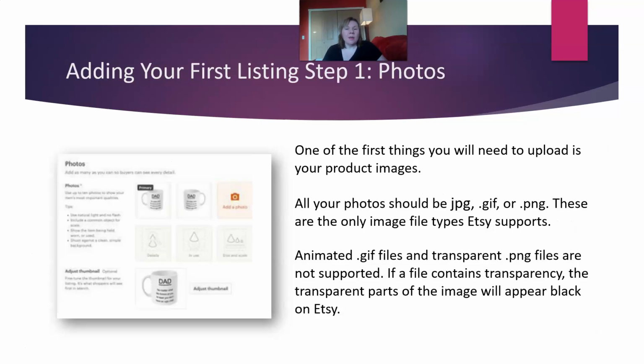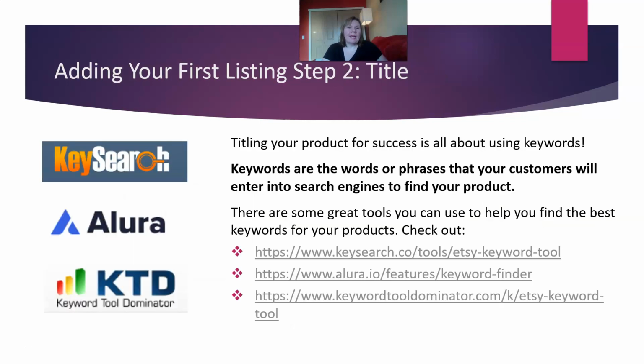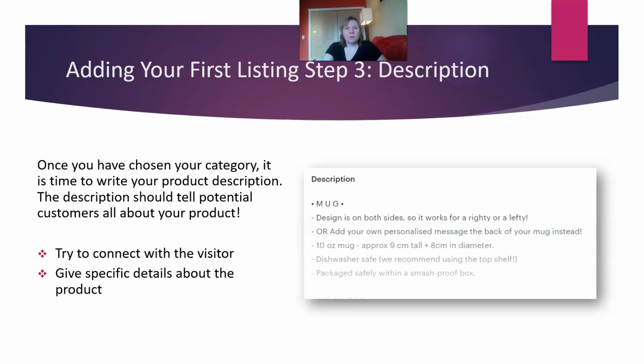And then once you get all that ready, you can start uploading the info for your first listing. So you upload your product images. And then you would want to add your title. With the title, you do want to be a bit thoughtful. You really want to have keywords in there, but you don't want to make it sound artificial. So you might want to take a look at some other best-selling products on Etsy with similar products so you can craft your title. There are a few tools you can check out, like keywordsearch.co, allura.io, and keywordtooldominator.com, where you can look specifically for Etsy keywords.